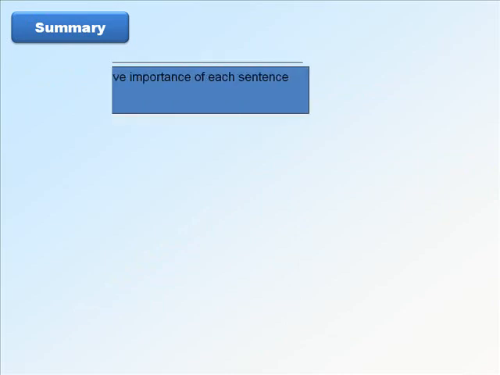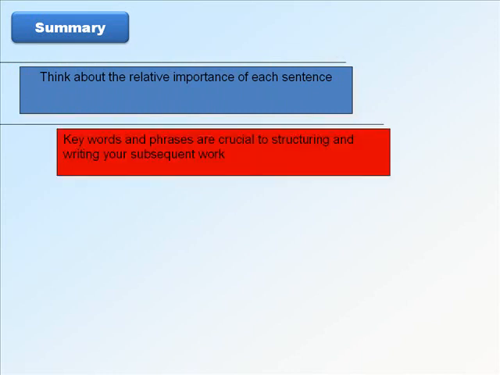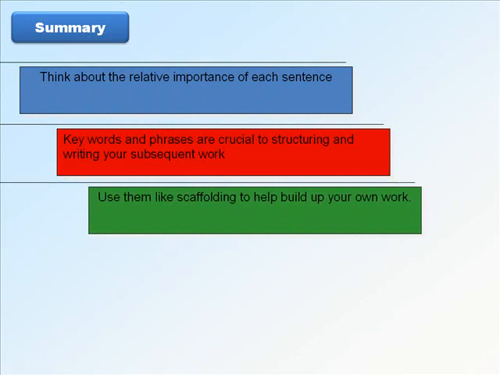Finally, and in summary, reading through a piece and identifying the important words or phrases requires you to really think about the relative importance of each sentence. If you are not careful, you will think that everything is important and be back to square one. These key words and phrases are crucial to structuring and writing your subsequent work. Once you have these, you can use them like scaffolding to help build up your own work.